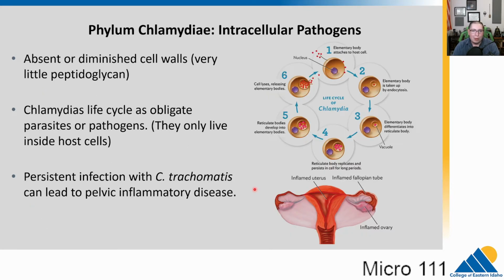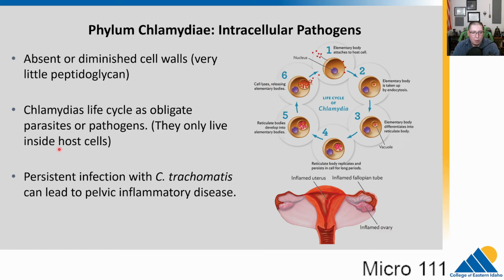Our final group, the Chlamydiae, is an interesting one. These are unique. Well, they're not unique, but they're known for being intracellular pathogens. They do not have a cell wall, actually. It's very, very reduced, very little peptidoglycan. We think this has been lost through evolution. So evolutionarily, they used to have a cell wall, but they have lost it because their life cycle involves being obligate parasites. That means they live inside of host cells. They can only survive in there.